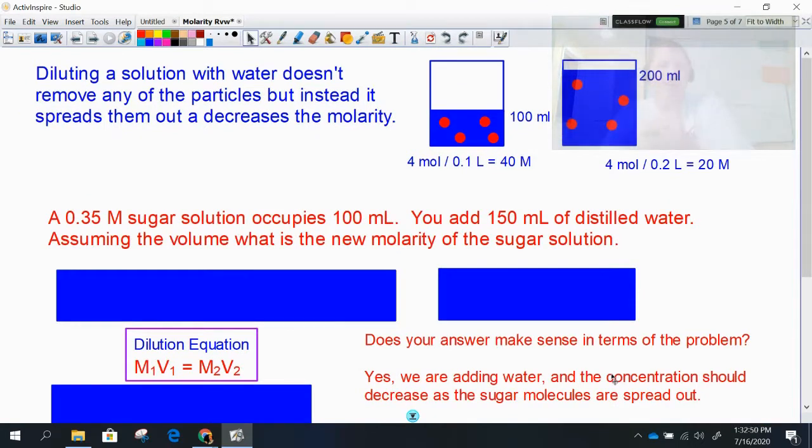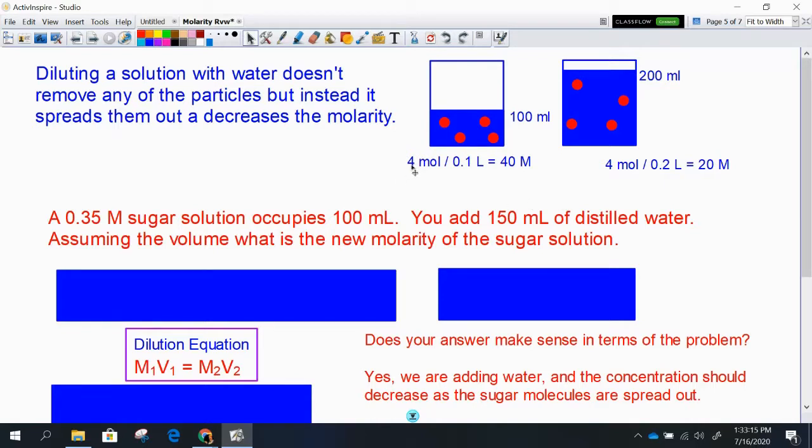Diluting. When you dilute something, you're not actually changing the number of moles. You're changing the volume that it's in. You're spreading the moles out. So I have this amazing drawing over here where there's 4 moles floating around in the water, and there's still 4 moles when more water is added. And you can see the water is going from 100 to 200, and so it's getting spread out.